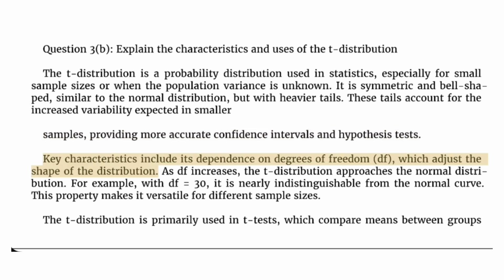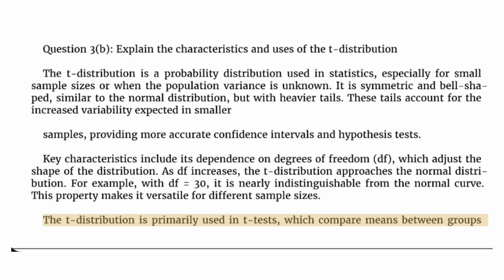Key characteristics include its dependence on degrees of freedom (dF), which adjust the shape of the distribution. As dF increases, the t-distribution approaches the normal distribution. For example, with dF equals 30, it is nearly indistinguishable from the normal curve. This property makes it versatile for different sample sizes.